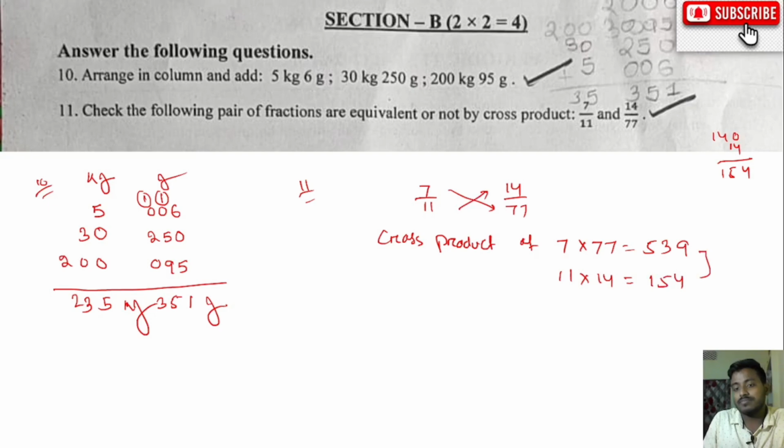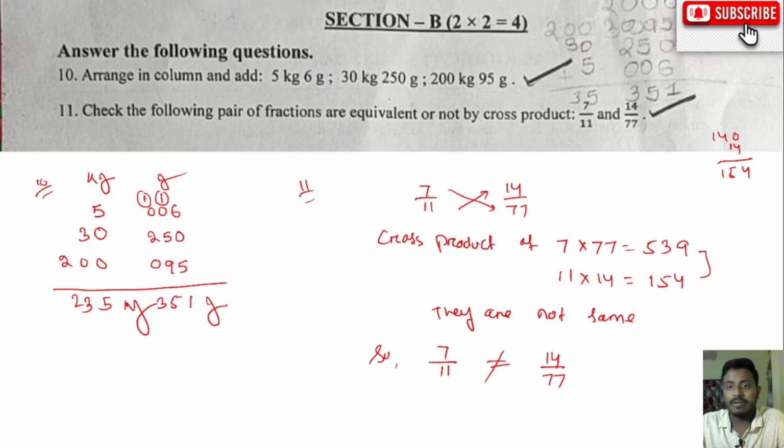Okay, so we can say that they are not same. Then we can write 7 by 11 is not equivalent or equal to 14 by 77, so 7 by 11 and 14 by 77 are not equivalent fractions. Clear? Next question.